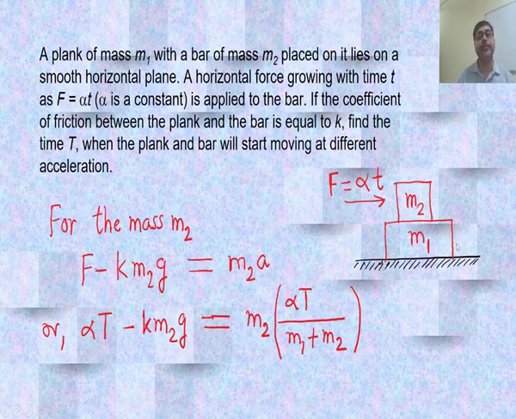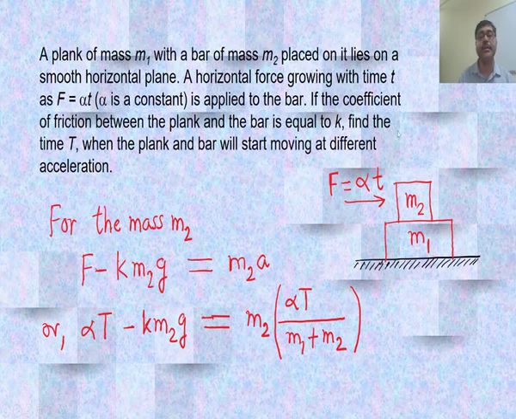Now a horizontal force growing with time t, so F is equal to alpha t, is applied to the bar. So the force is applied to the bar, however, the force is not a constant. It is a function of time. Now, the coefficient of friction between the plank and the bar is equal to k, which means on the interface between M2 and M1, there is a non-zero frictional coefficient equal to k. So we need to find the time T when the plank and the bar will start moving with different accelerations.